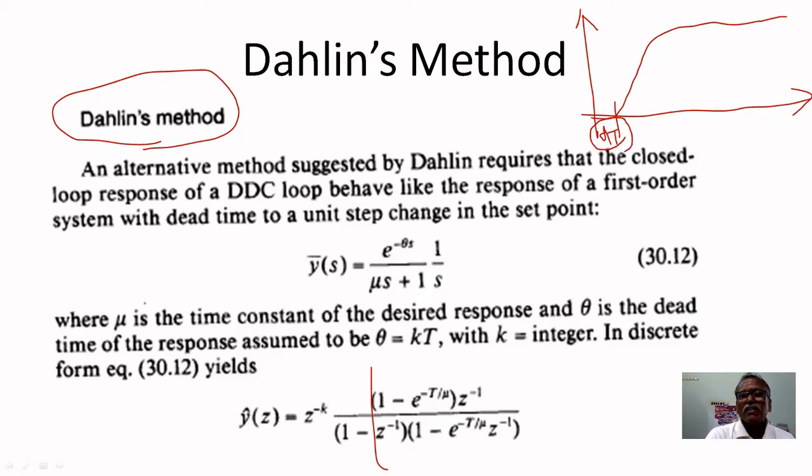It should always be greater than or equal to the dead time of the process, and should not be less than it. It is not possible to reduce the dead time of the process by any means. That's why the dead time must be an integral multiple of T, where theta is an integer.